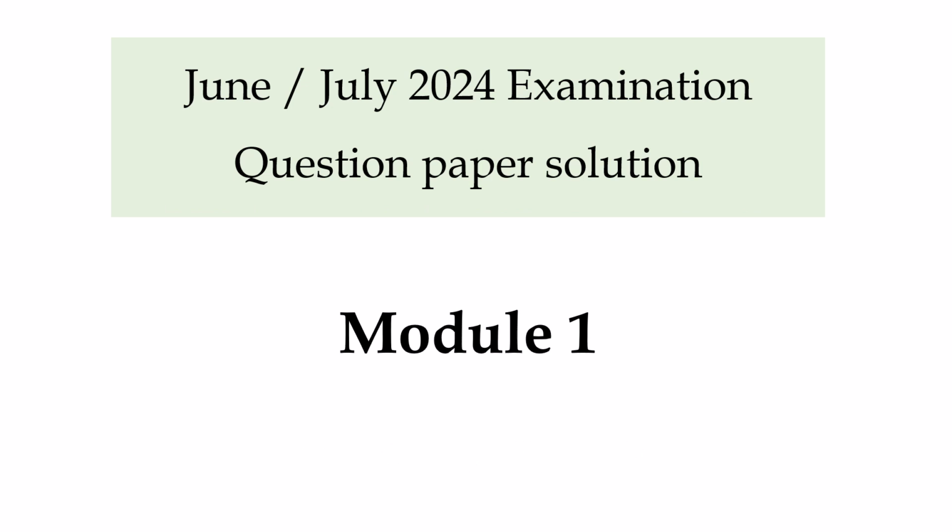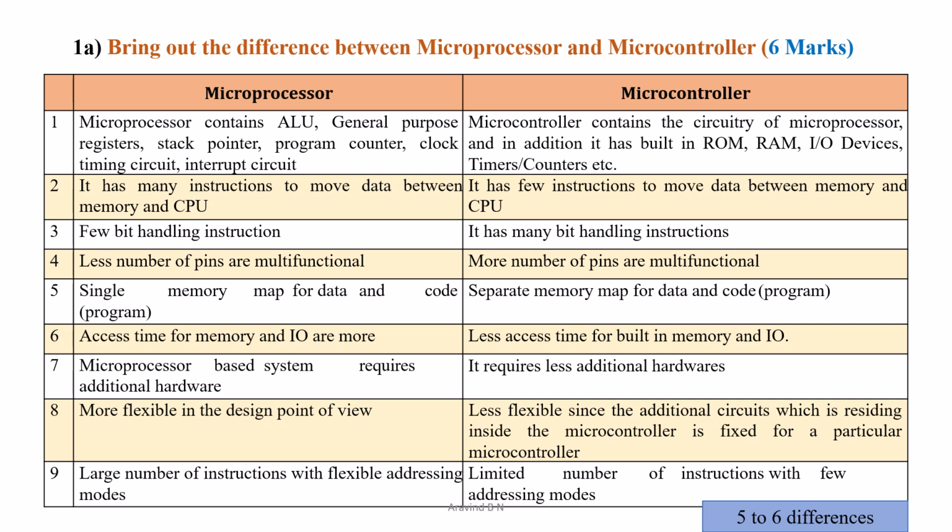So here is the module 1 we are starting with. The first question of the previous examination: bring out the difference between microprocessor and microcontroller. This is for 6 marks.